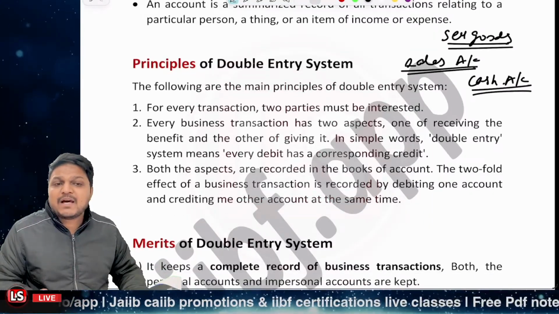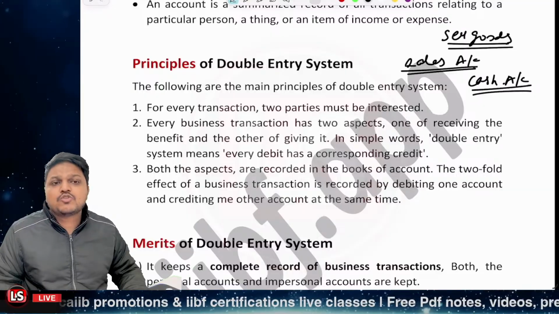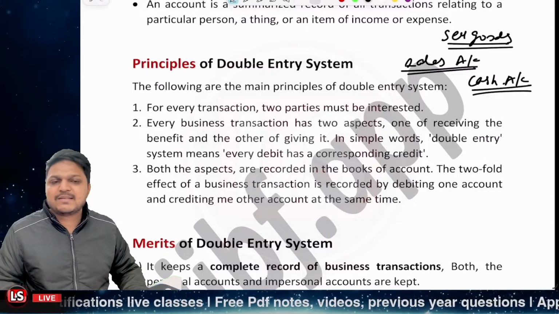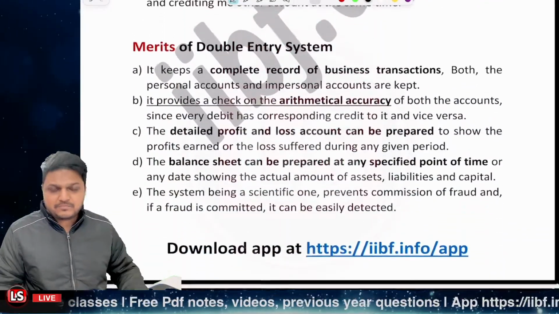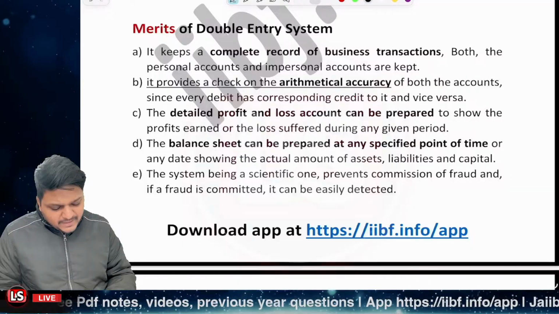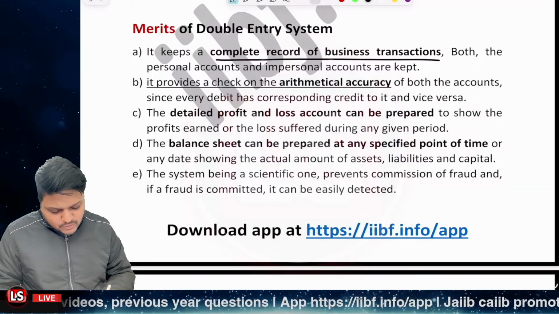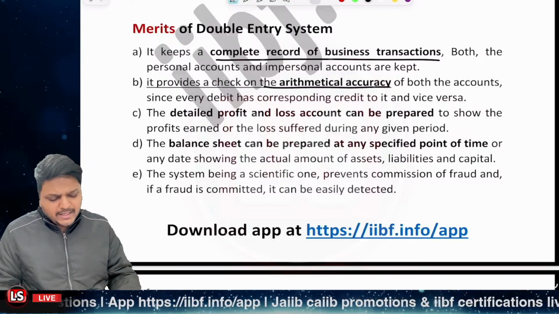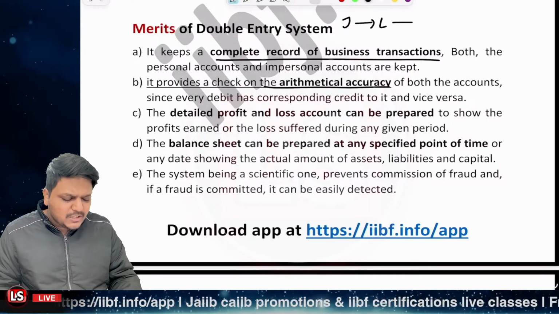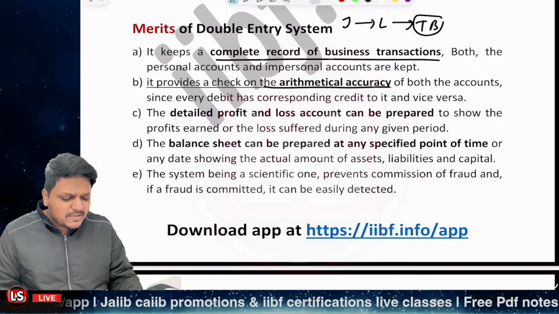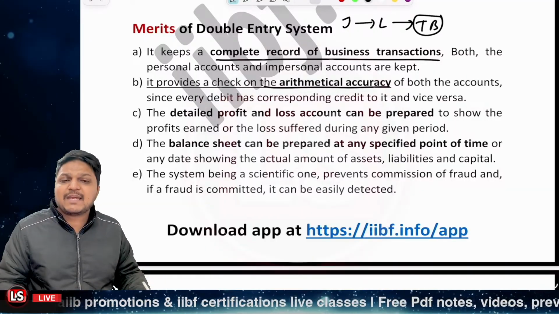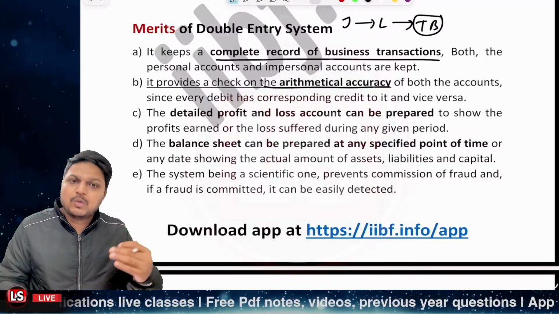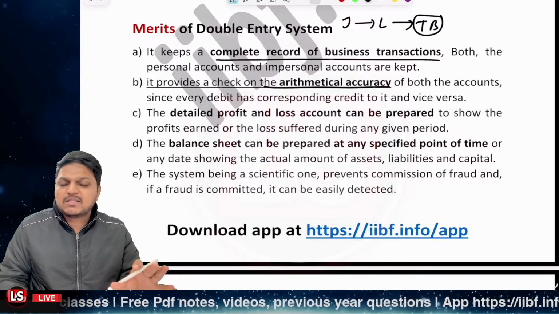And further, both the aspects are recorded in the books of account. The twofold effect is there, so you cannot miss the transaction. Let's say even if one entry is done wrong or posted wrong, you can get to know by the second entry, by the second leg, right? So the double entry system is a complete record of the business transactions, and you can check the arithmetic accuracy as I told you. We go for the journals, then the ledger, then the trial balance is prepared. Trial balance is nothing but checking the arithmetic accuracy. The total of the debits and the total of the credits must be equal, right? If it is matching, the trial balance is done.